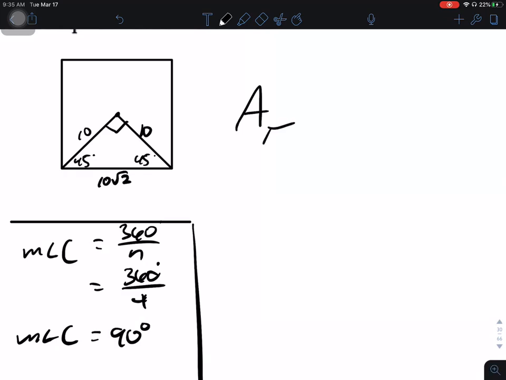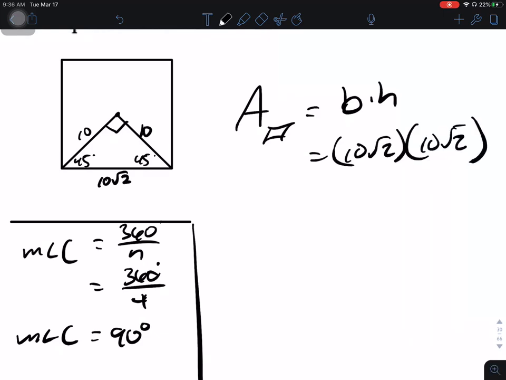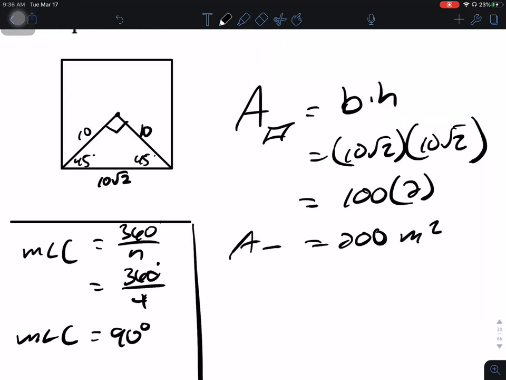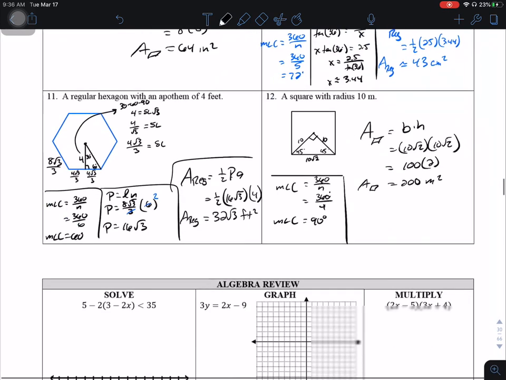Area of a regular figure, I'm not going to use that formula, I'm going to use the area of a parallelogram, which is the base times the height. The base and the height are both 10 square roots of 2. 10 times 10 is 100. Square root of 2 times square root of 2 is 2. The units here were meters, so the area of this is 200 square meters.